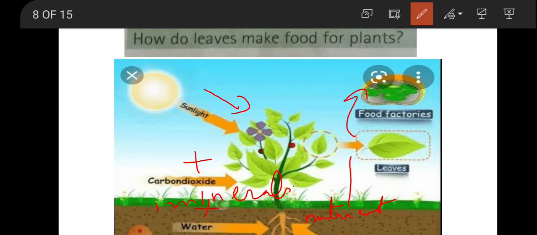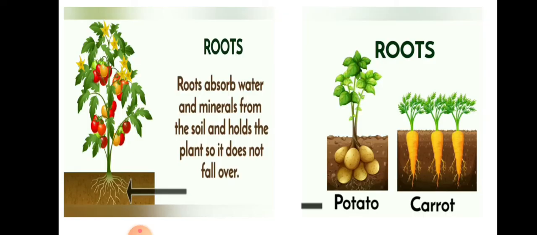See, this is how it makes the food. It is called a food factory. Leaf is called the food factory. Once again I am repeating, ये जो पत्ती है ये सन की एनर्जी लेती है with the help of the sun, carbon dioxide, water and the nutrients and the minerals. The leaves make food for the plant and it is called a food factory. Okay beta? Yes. Now we'll talk about the roots.